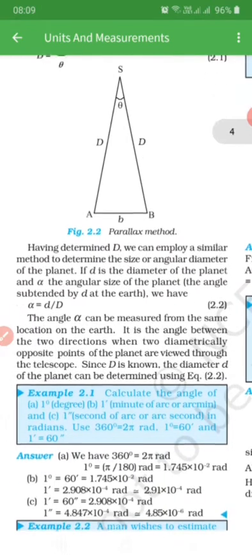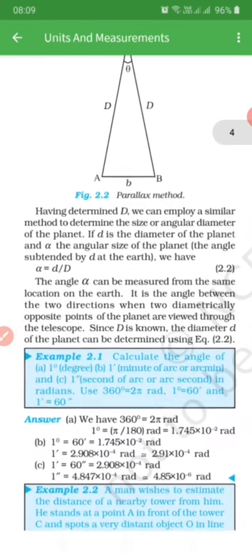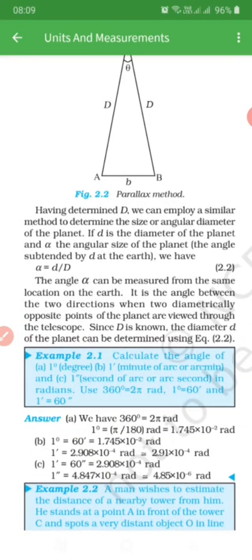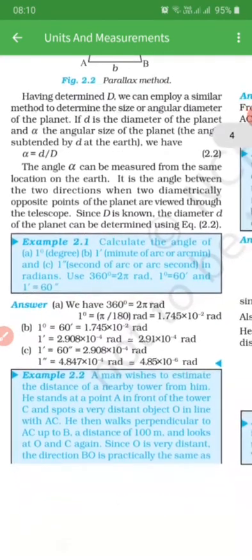So here, having determined capital D, we can employ a similar method to determine the size or angular diameter of the planet. Okay, so if D is the diameter of the planet and alpha is the angular size of the planet, meaning the angle subtended by D at the earth, we have alpha is equal to D by capital D. The angle alpha can be measured from the same location on the earth, and it is the angle between the two directions when two diametrically opposite points of the planet are viewed through the telescope. Okay, so that is the method.